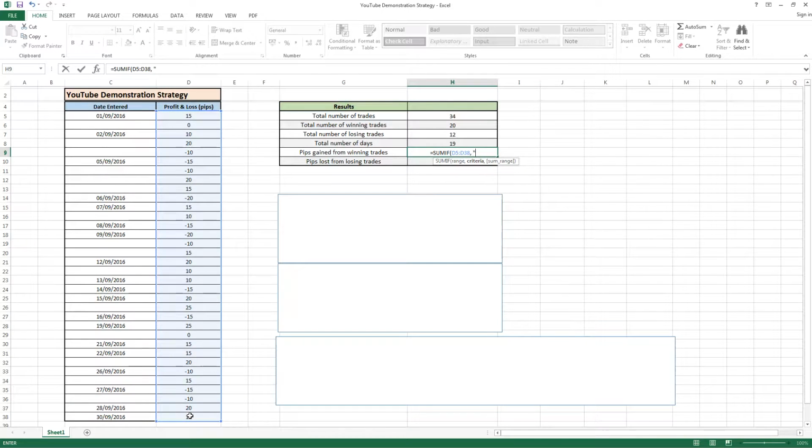The criteria again is greater than 0, close quotation, and then the same range again, close brackets. So we made 325 pips in the month of September from our winning trades. Now we need to calculate how many pips we lost from our losing trades. So as before, pretty similar, same range, this time less than 0, and then the same range. We close the brackets. So in the month of September we lost 165, but we made 325.